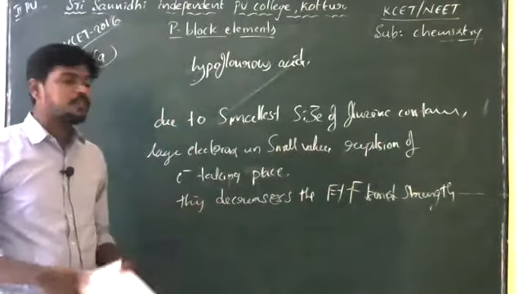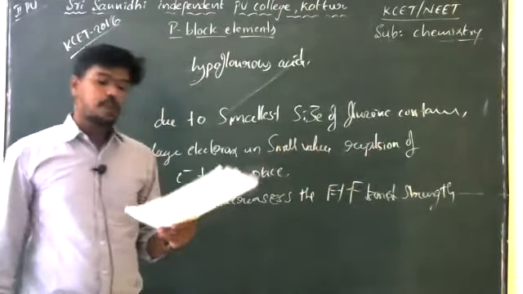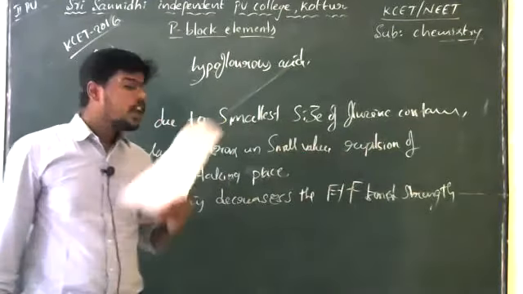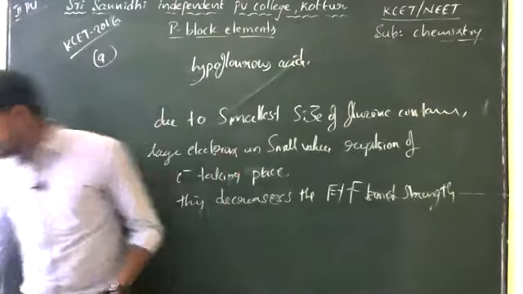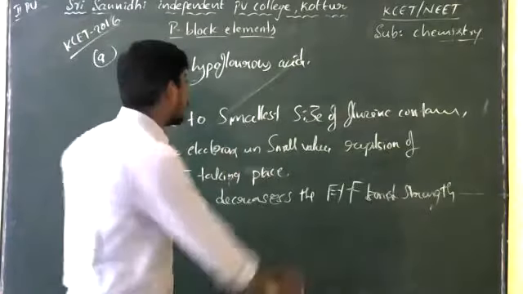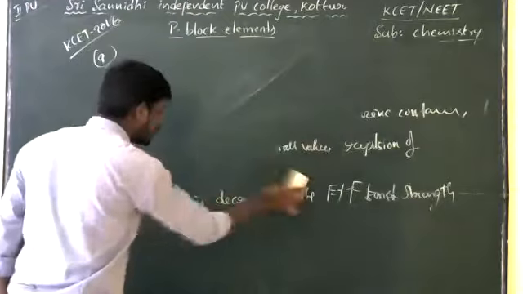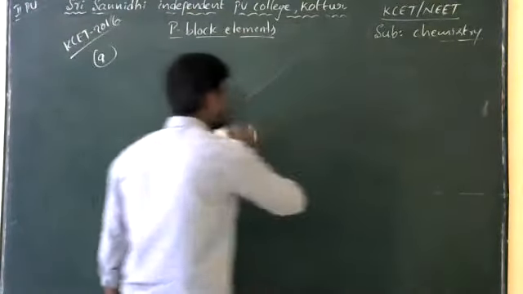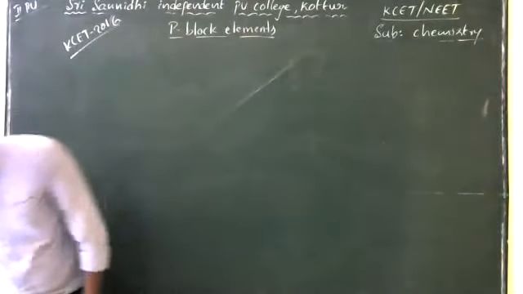And the fourth one is the answer. It is high fluorine bond dissociation enthalpy? No, fluorine bond dissociation enthalpy is very low. Why? Due to the large number of electrons in the small volume. We can also call it inter-electronic repulsion. So due to the presence of the inter-electronic repulsion, the fluorine bond dissociation enthalpy is very low.